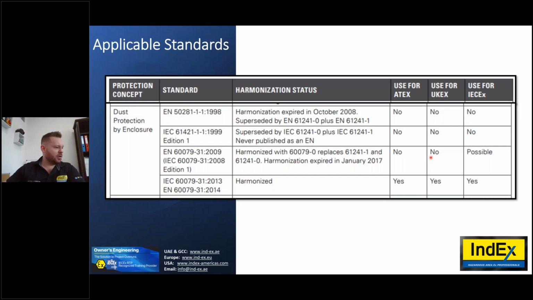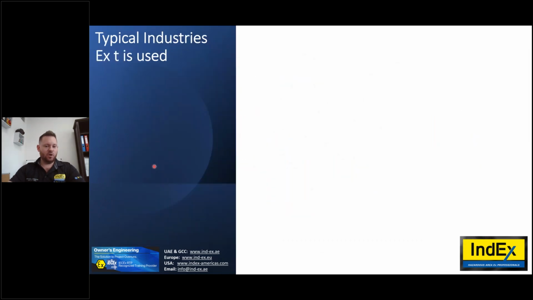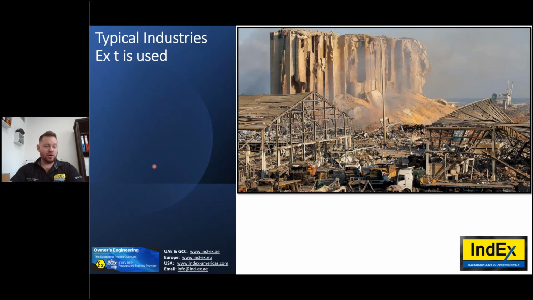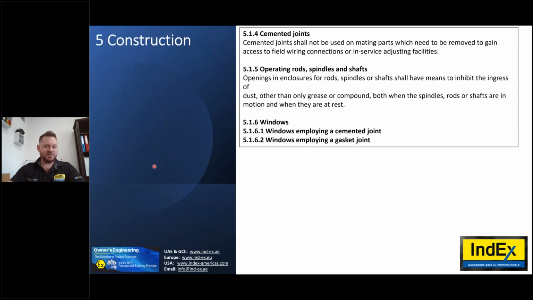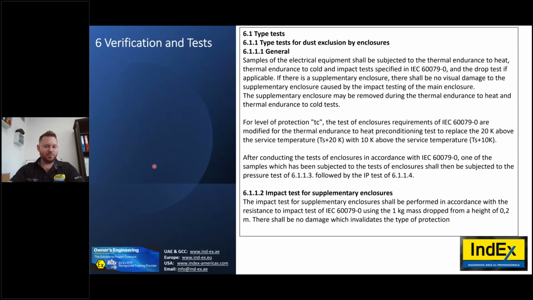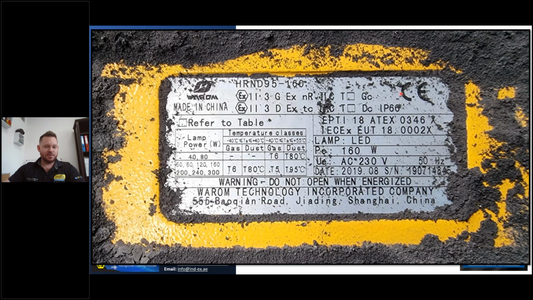When gas and dust markings are on separate lines, is it acceptable for hybrid mixtures? Yes, they have to be on separate lines. They must, they shall. The whole point is to not cause confusion. But not all manufacturers mark things the same way, so you need to understand that there are differences. If we go back to the example here, Warham did a really nice job and has two separate lines. For the temperatures, they did say refer to table here. So it was really good.